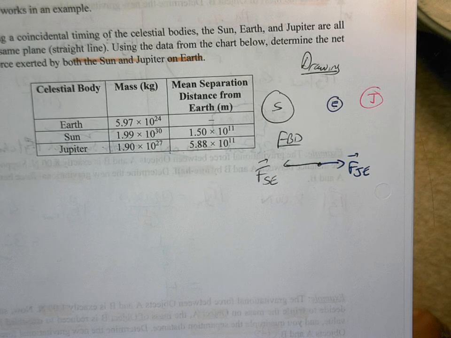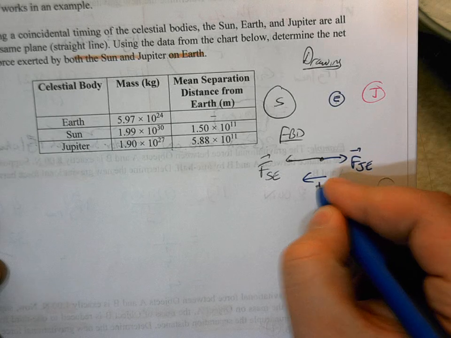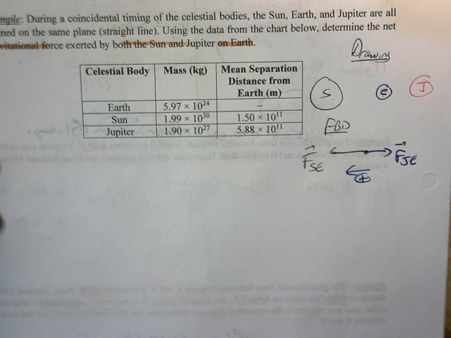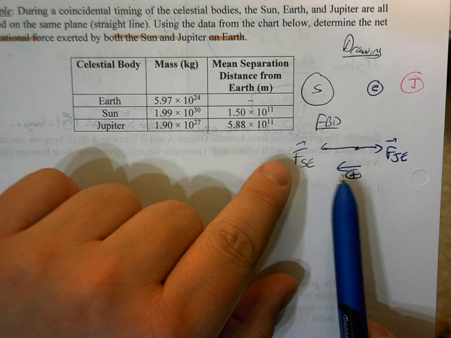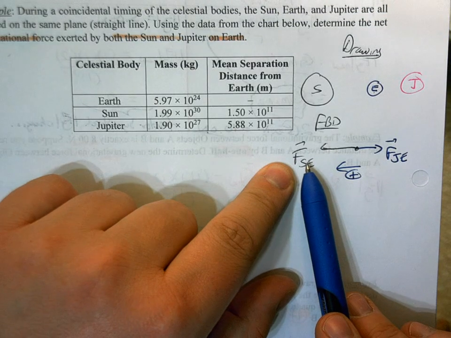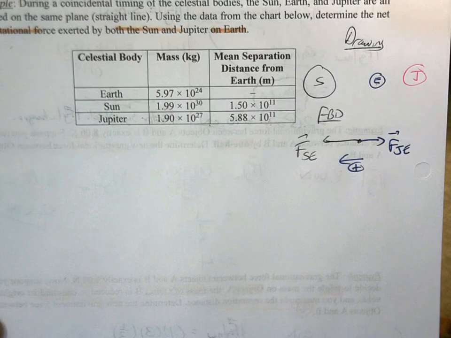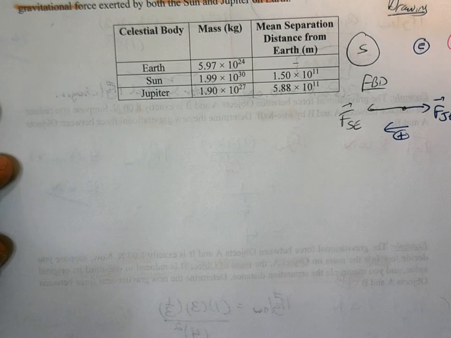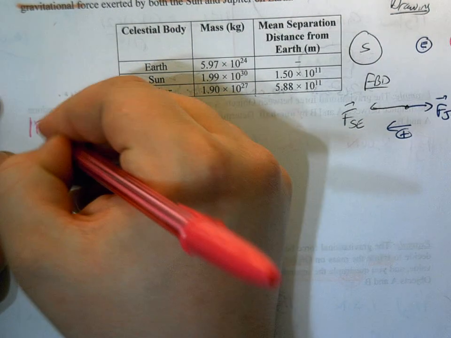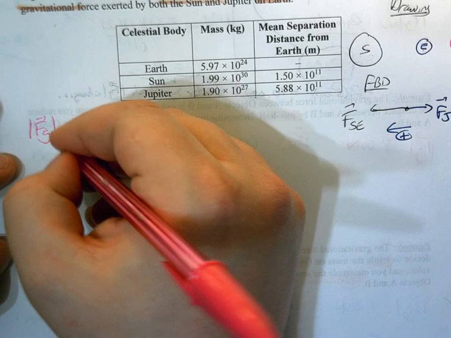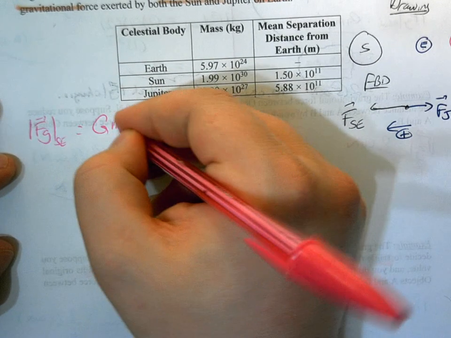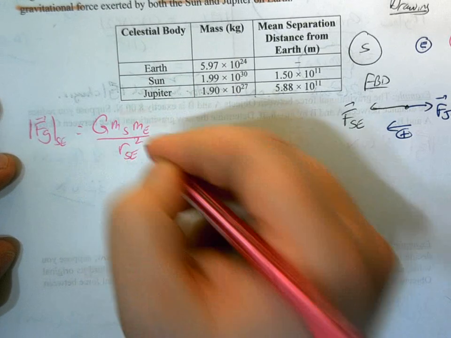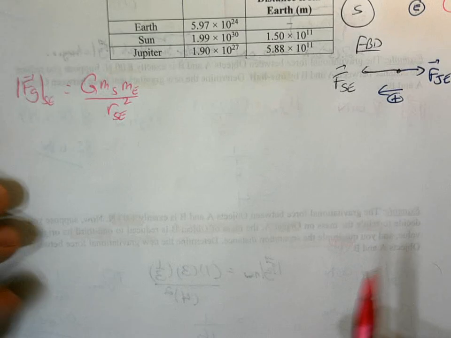Now, for positive convention, let's call towards the Sun positive. We are going to need to find 2 forces of gravity. We are going to need to find the force of gravity between the Sun and the Earth, and that between Jupiter and the Earth. So let's do that. First of all, the force of gravity for the Sun and Earth is going to be G times the mass of the Sun times the mass of the Earth divided by that Sun-Earth distance squared.